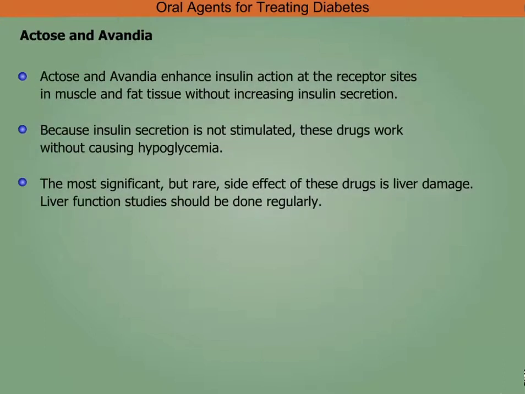Actos and Avandia enhance insulin action at the receptor sites in muscle and fat tissue without increasing insulin secretion. Because insulin secretion is not stimulated, these drugs work without causing hypoglycemia. The most significant but rare side effect of these drugs is liver damage. Liver function studies should be done regularly.